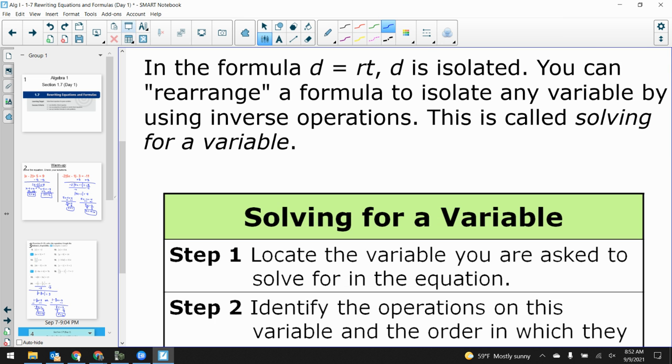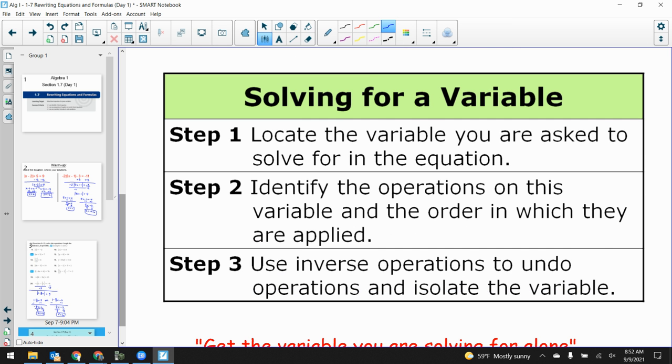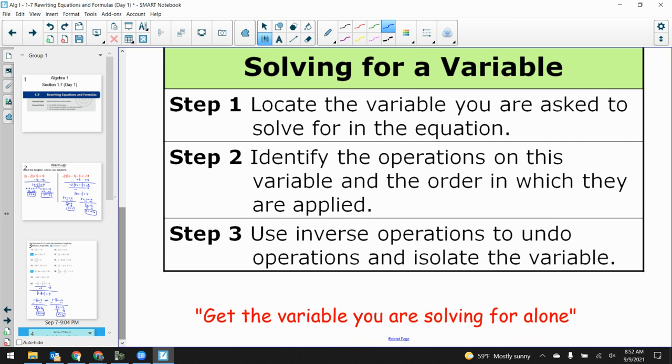So how do we do it? What's the process in moving things around in an equation? Well, I got 3 steps for it. First step is locate the variable that you're trying to solve for. Find it within the equation and circle it. That's going to be a very important step because usually we never move that variable. We just say, okay, we're going to leave it where it is, move everything away from it.